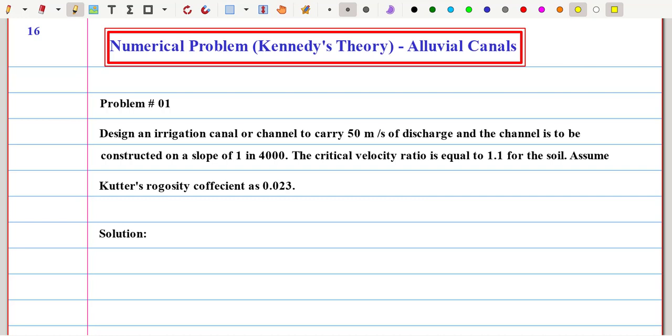Now for the change, we have discussed two conditions. If V is greater than V naught, then increase the depth. If V is less than V naught, then decrease the depth. In our case, what is the condition? V is greater than V naught, right? Our actual velocity is greater than the critical velocity. So what we need to do is increase the depth we have already assumed, and then redo all the steps.